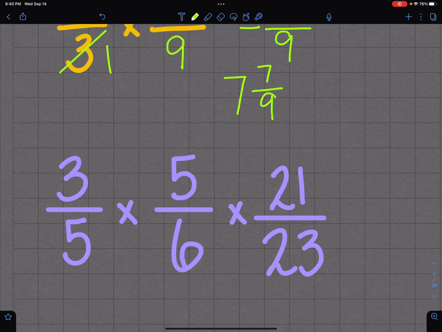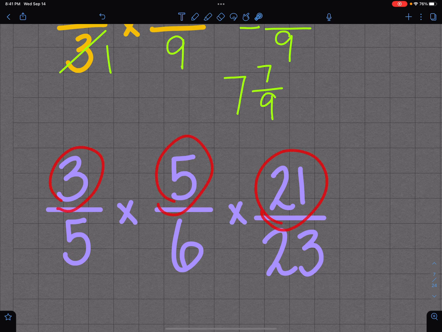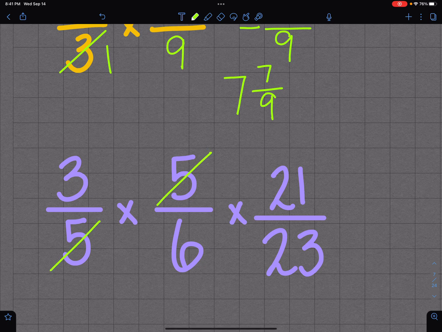Okay, so this is a 3-part multiplication problem. They want us to multiply all of these fractions together. That's a little hard to do because you would have to do 3 times 5 times 21. And that's a lot of multiplying. So again, make your life easier. Let's just cancel. There's a 5 on the top, a 5 on the bottom, so I can just make those 1s. Super easy, right? Okay, what else can we cancel out?